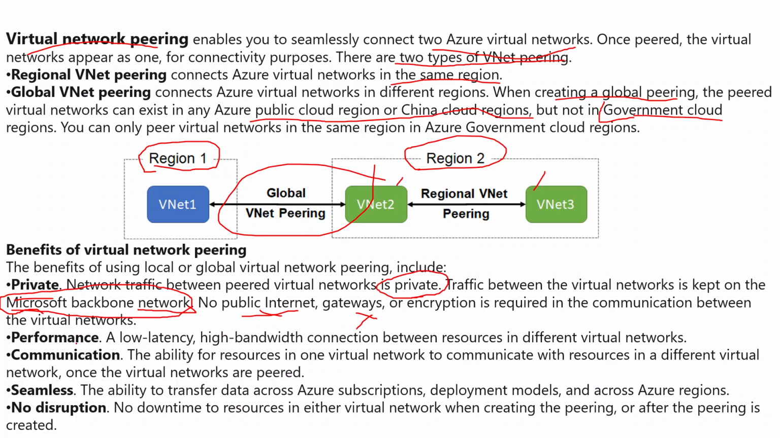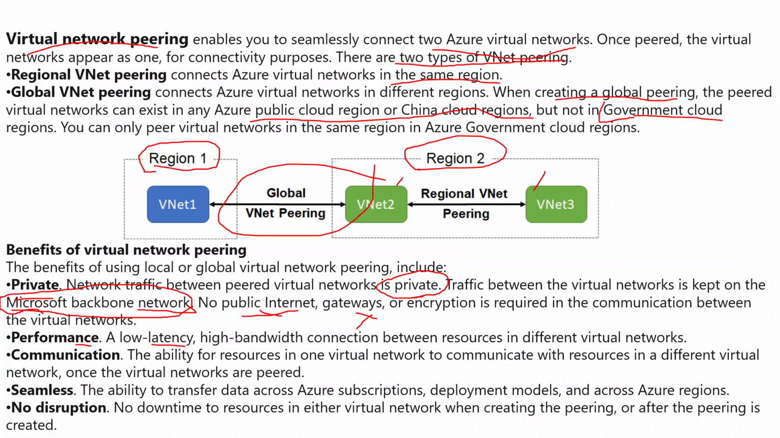Coming to the performance parameters: low latency and high bandwidth connections between the resources in different virtual networks. What is latency? I think you know the term latency. Latency is a term for slowness, so low latency means high performance.